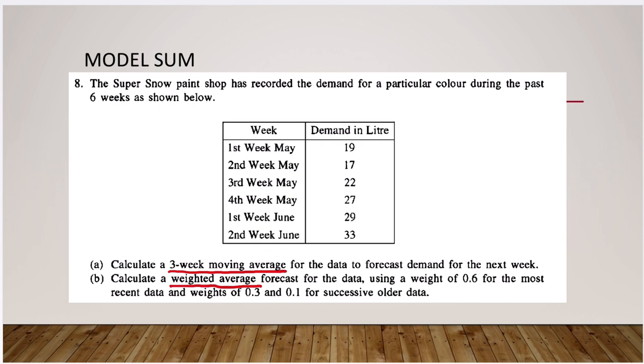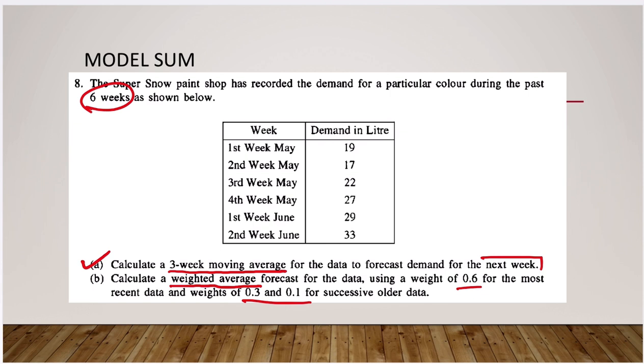Listen to the question. A paint shop has a record of demand for a particular color in the past 6 weeks. They have listed the complete demand list. With this demand list, we are now going to calculate the 3-week moving average for next week, I mean the 4th week, and the calculation for the weighted average accounting the weight factors 0.3, 0.6 and 0.1. Let's go one by one.